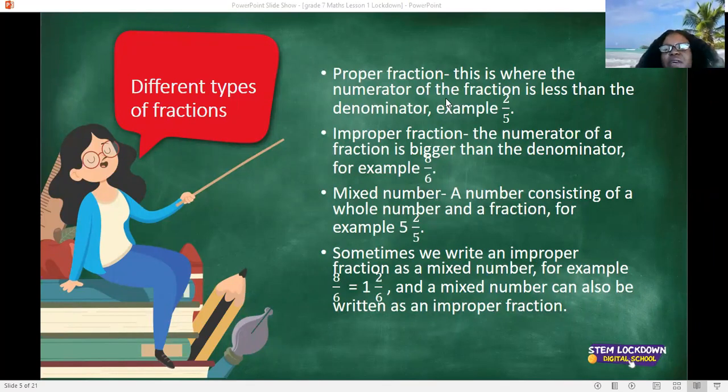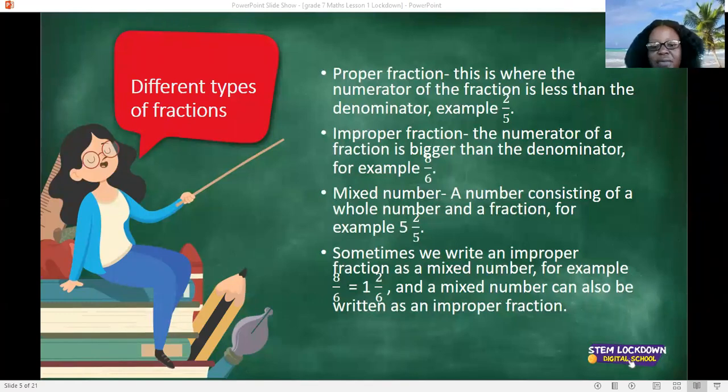This is where the numerator of a fraction is bigger than the denominator. For example, 8/6. And then we have a mixed number. A mixed number is a number consisting of a whole number and a fraction. For example, 5 wholes and 2/5. Sometimes we write an improper fraction as a mixed number. For example, 8/6 can be written as 1 and 2/6.